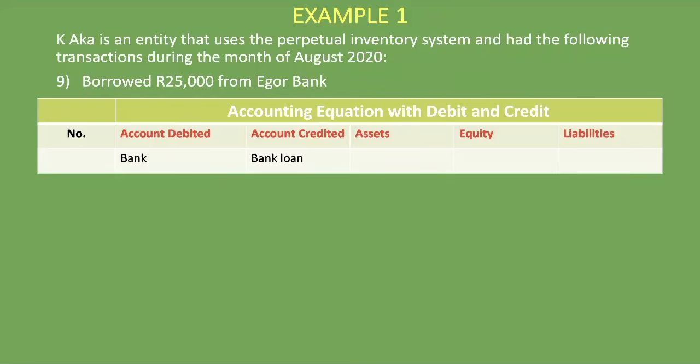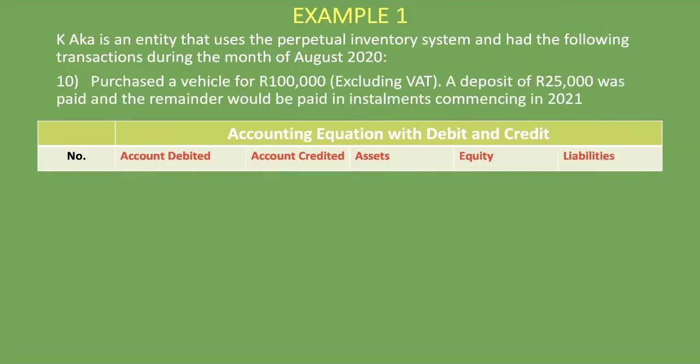And what is the amount? Well, we put plus 25,000 Rand on the asset side because money is coming into our bank, and we also put plus 25,000 Rand on the liability section because a bank loan is an amount that we owe someone else, and in this case it's Egor Bank. And that was the easy one. Let's do the last one, which is the 10th one.